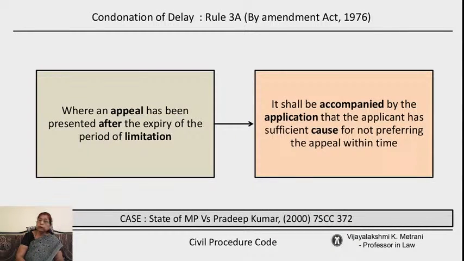Now Rule 3A has been inserted by the Amendment Act of 1976. What used to happen is, even after that, whether the court should entertain the appeal or not, there used to be a lot of differences. So therefore they have made this compulsory, that a condonation of delay has to be asked when you file it after that particular period.